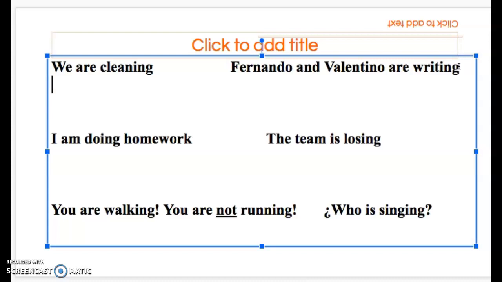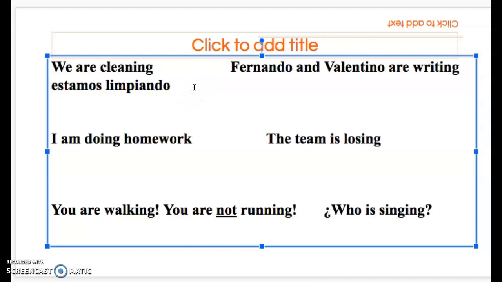We are cleaning, so we can write nosotros. The nosotros is optional. Estamos. Limpiar is to clean. Do you see it at the front? Yeah, I have that little verb of the week in the front. So I have limpiar. I take off my AR and add ando. Nosotros estamos limpiando. Nosotros is optional, so estamos limpiando is perfecto.